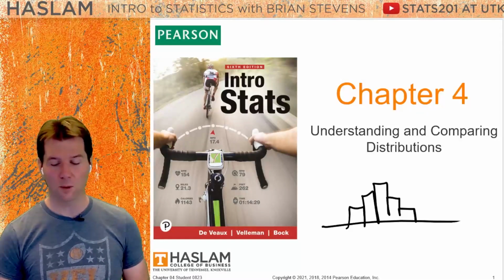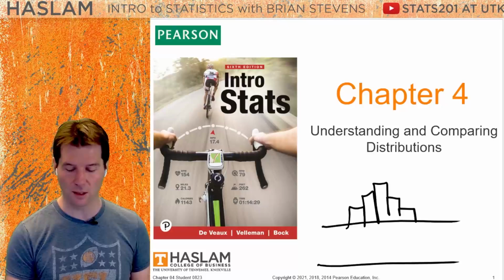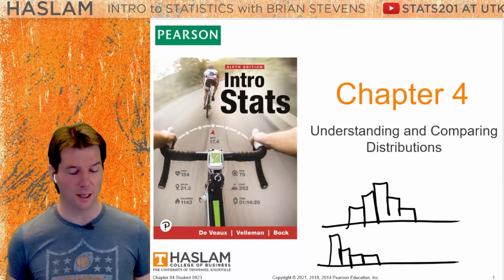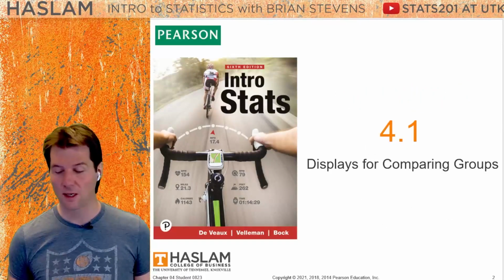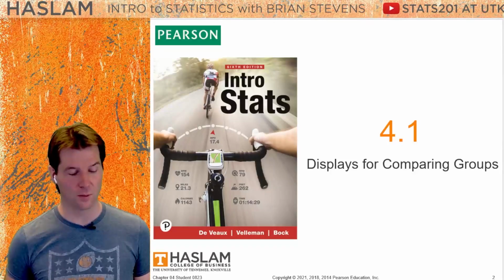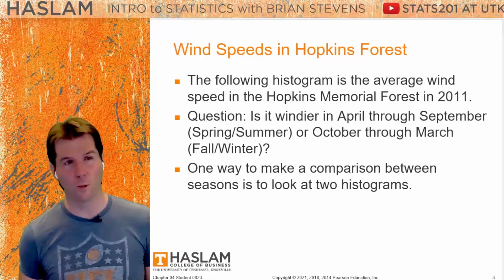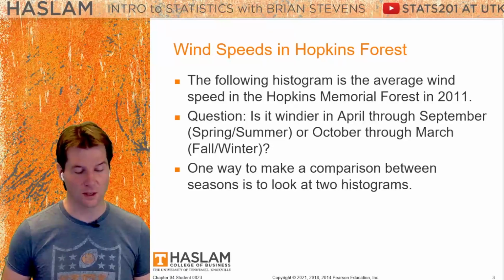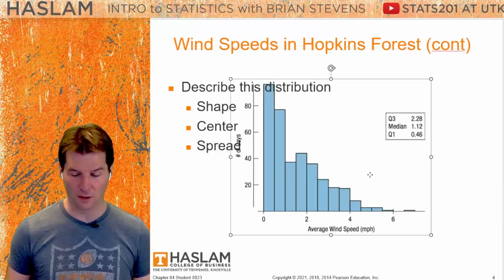And to compare it, we would compare it to another distribution down here, which might have a different center, might have a different spread. We need to know which centers and spreads we should use, and how to talk about these distributions to understand and compare them between groups. So let's say we have some wind speeds at the Hopkins Forest right here collected between different seasons. Looking at this data, we'll move it down just a little bit.